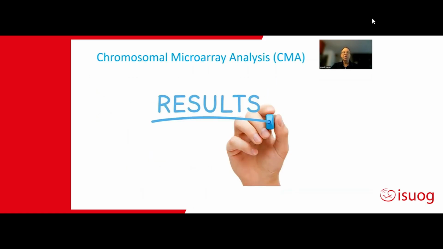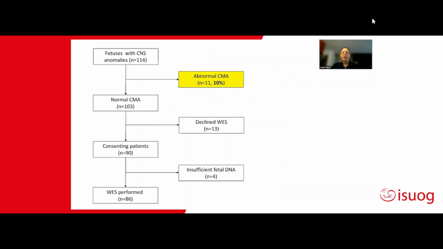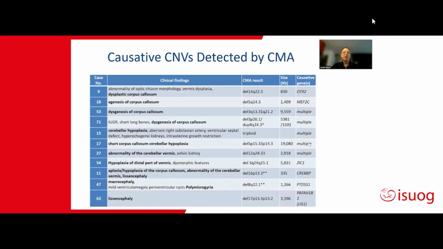So first, let's look at the results of the microarray analysis. So starting off with 114, we found 11, so 10% of abnormal chromosomal microarray results. And these were all over the place, and it resulted in different brain abnormalities. Most of them had been isolated, but some had other manifestations like intrauterine growth restriction and short long bones, and this one had hyperechogenic kidneys.